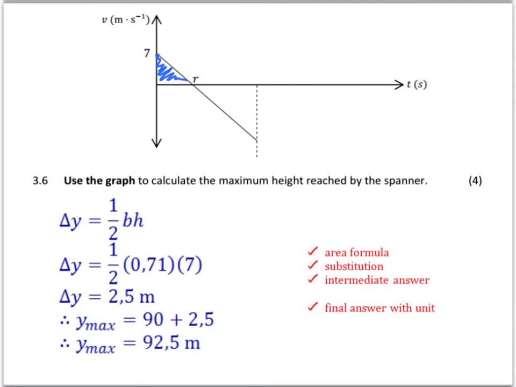To get the 4th mark, you need to realize that the maximum height isn't actually this 2.5 meters. You need to take your initial height of 90 meters, add the change in height, or the vertical displacement of 2.5 meters, to get the total final height, or maximum y value, of 92.5 meters.